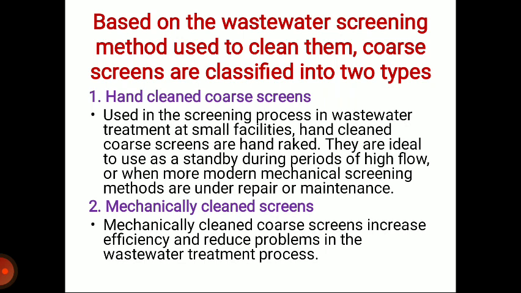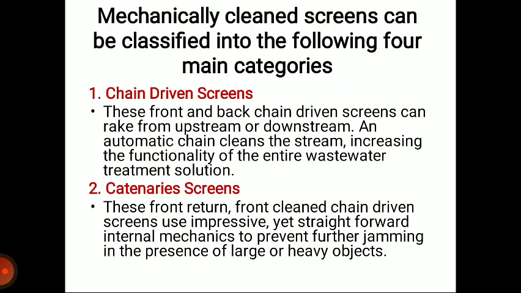Hand cleaned coarse screens are hand raked. They are ideal to use as a standby during periods of high flow or when more modern mechanical screening methods are under repair or maintenance. Second, mechanically cleaned screens. Mechanically cleaned coarse screens increase efficiency and reduce problems in the wastewater treatment process. They can be classified into the following four main categories.